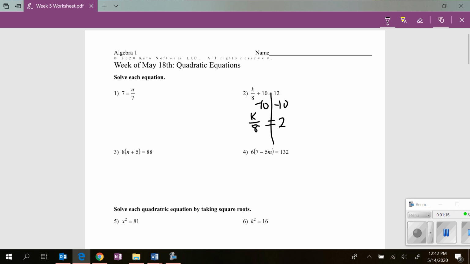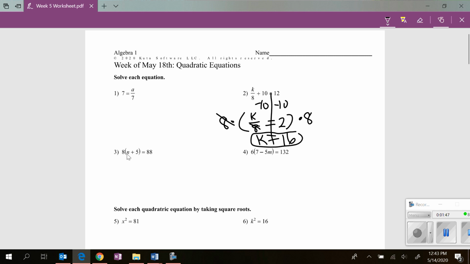Now I've got this k being divided by 8. As you noticed, I subtracted 10 to cancel out the positive 10, so I'm doing opposite operations. Since k is being divided by 8, I need to do the opposite operation, which is multiply by 8 on both sides. That's going to cancel this fraction's 8 and leave me with k on that side. And 2 times 8 is just 16. And you are done.